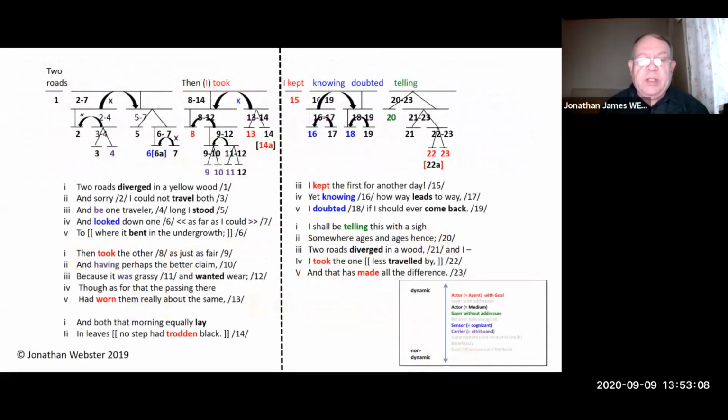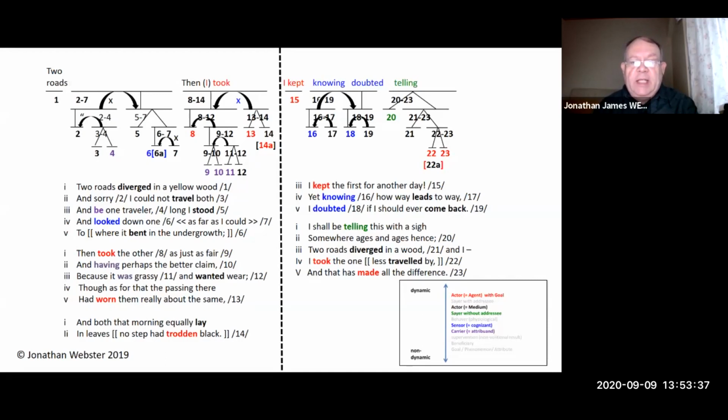Now you come back to look at the poem that we were looking at, and you realize that, in fact, yes, it's not just two roads that diverged. The poem splits. It almost splits right down the middle here. You'll notice how does it begin? Two roads diverged in a yellow wood. And sorry, I could not travel both.